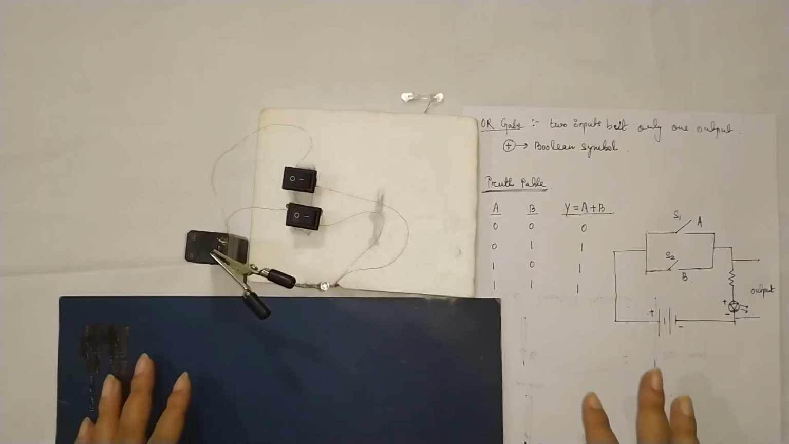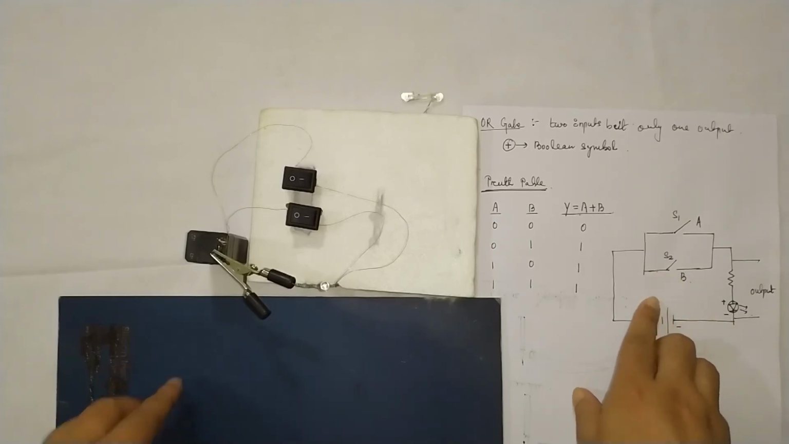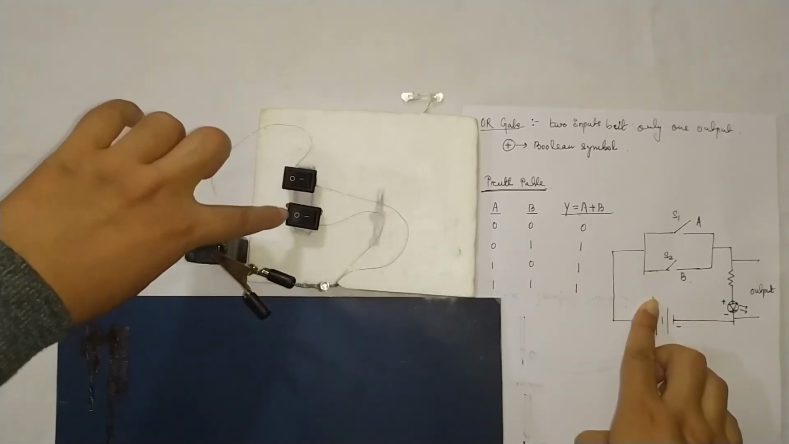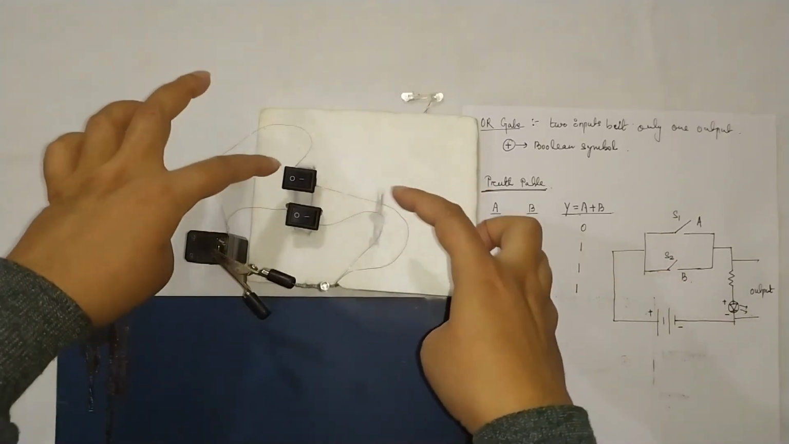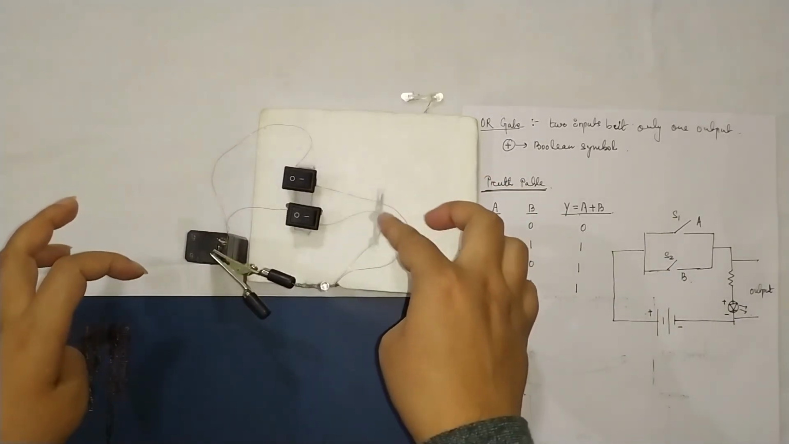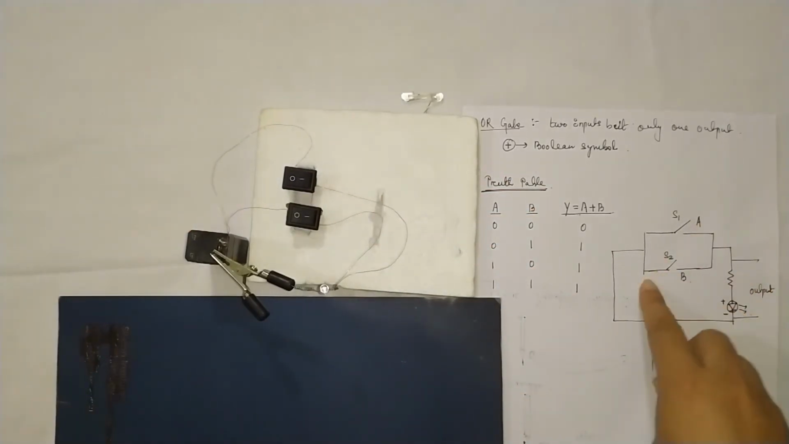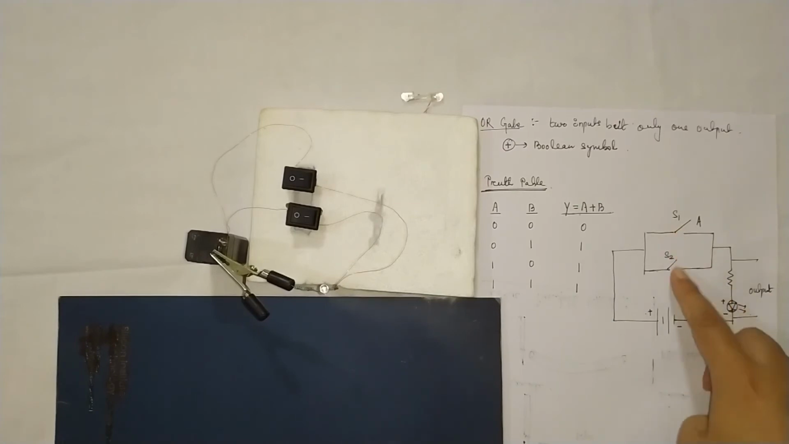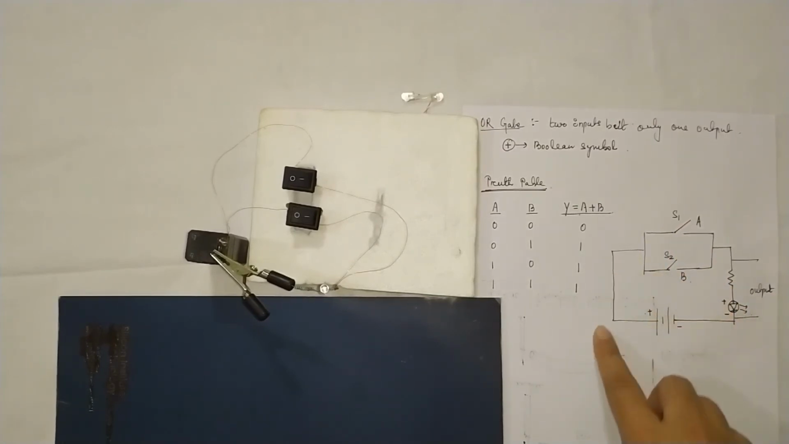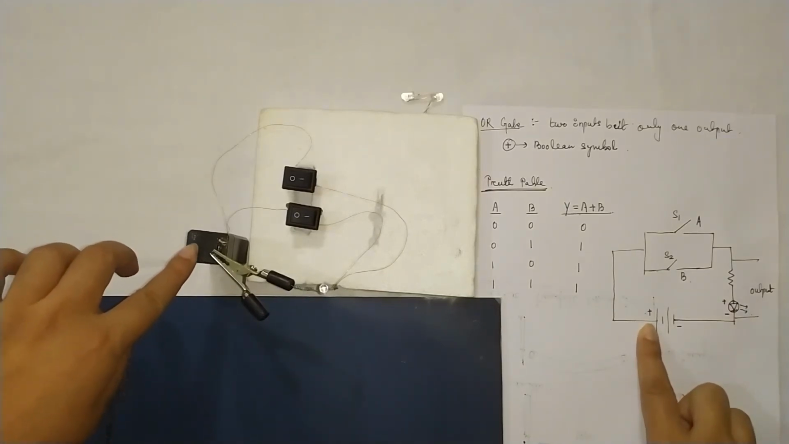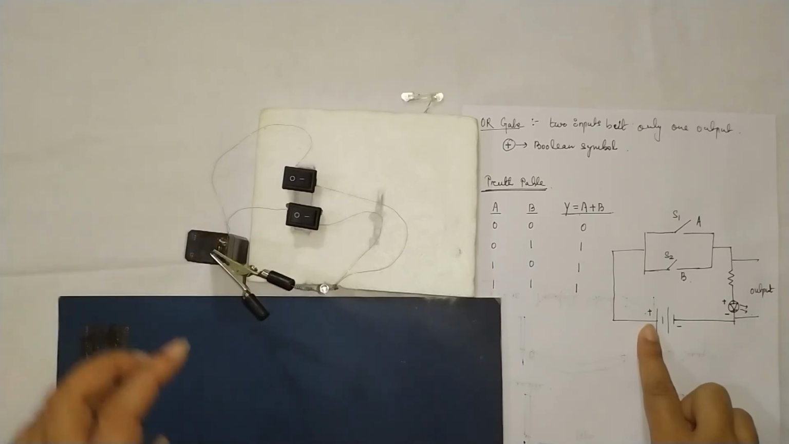As I have told you, these are the two switches, and according to the circuit diagram, I have taken the two switches. They are connected in parallel. I have taken the two wires and arranged them in parallel. The two ends of these switches, according to the circuit diagram, are connected with the positive end of the battery.